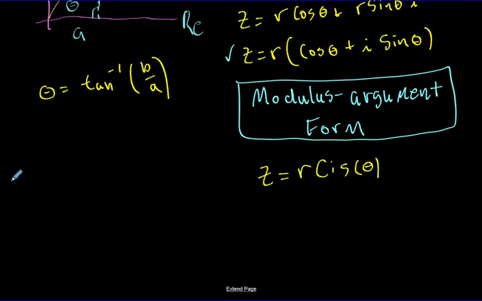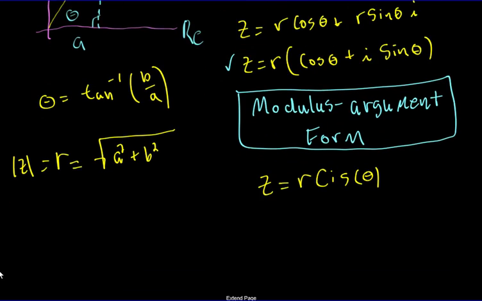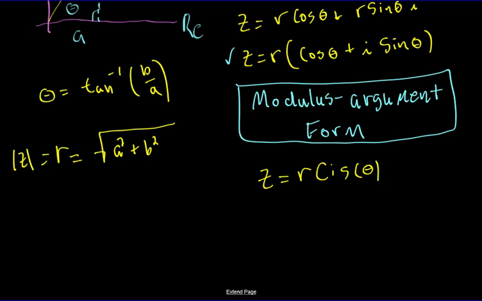Oh, and remember, we can also find out our r by taking the magnitude of the complex number. It's the square root of a squared plus b squared. Remember, this is our magnitude, which is our modulus of our complex number. So we can use all this information to convert back and forth between Cartesian and polar coordinates.